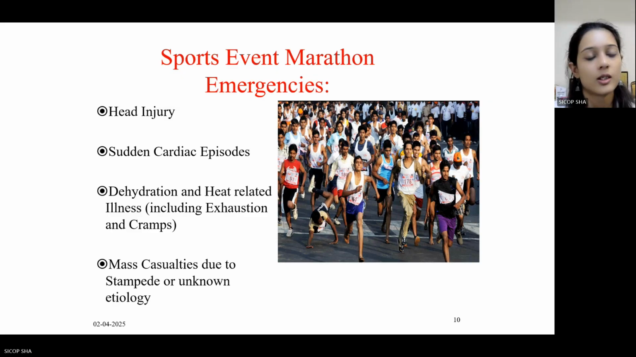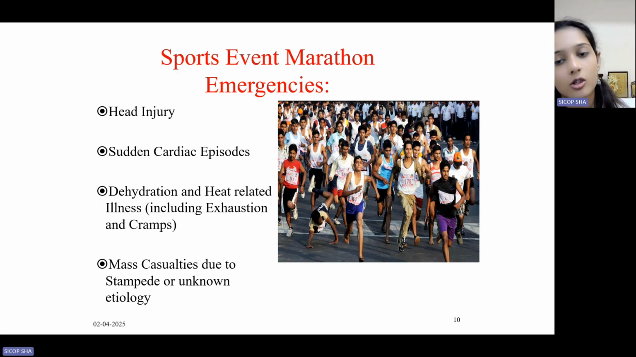Okay. So sports event marathon emergency. What all emergencies can you witness during your marathons? So first could be head injury, sudden cardiac episode, dehydration and heat related illness during exhaustion, and cramps, mass casualty due to stampede or unknown etiology. So head injury, it could be because of a fall or collisions either with another runner or with an obstacle.